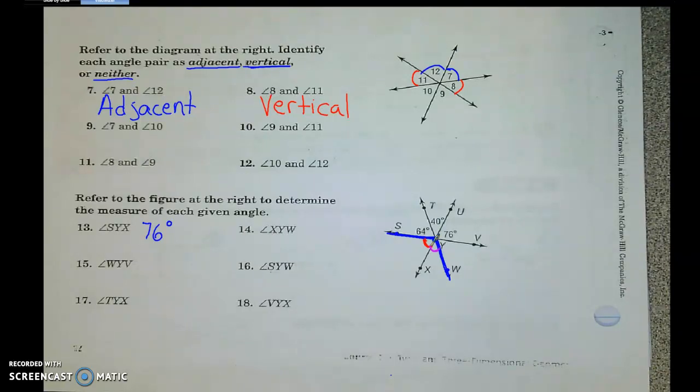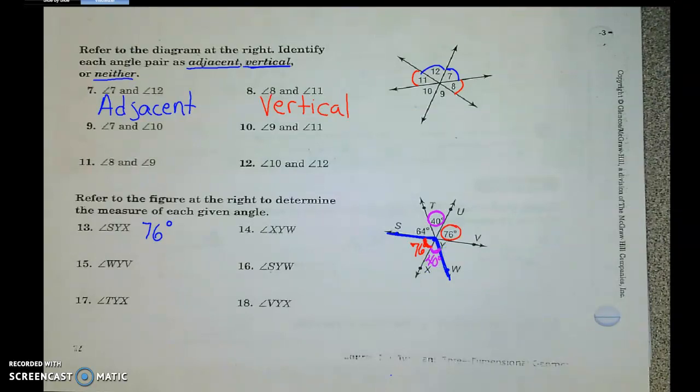So let's look at the pieces we know. Well, right across from here, we have 76 degrees. These are our vertical angles. That means this angle right here is 76 degrees. Okay, let's look at what we know right here. This angle, its vertical angle is 40 degrees. Therefore, this angle is 40 degrees.